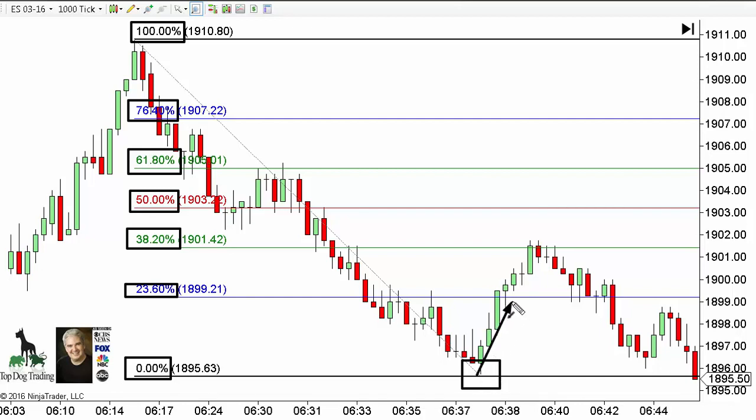Now, here's the tricky part that a lot of people don't talk about with Fibonacci retracements for day trading. And by the way, this works for swing trading, it works for E-minis, stocks, forex, whatever. So we come to our first Fibonacci retracement, and these are support resistance levels is essentially what they are.